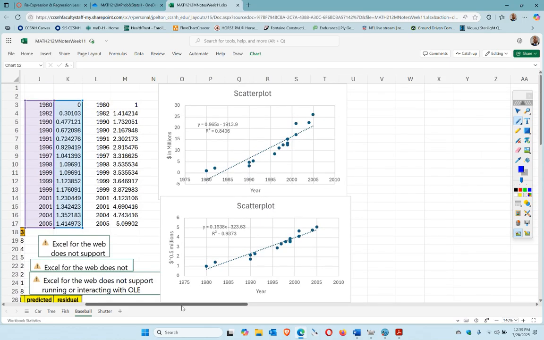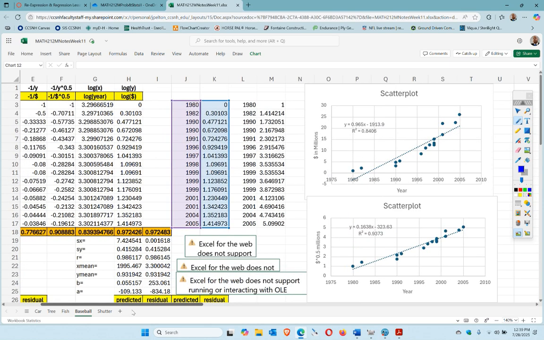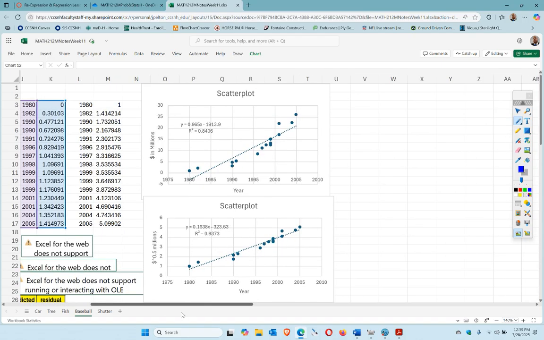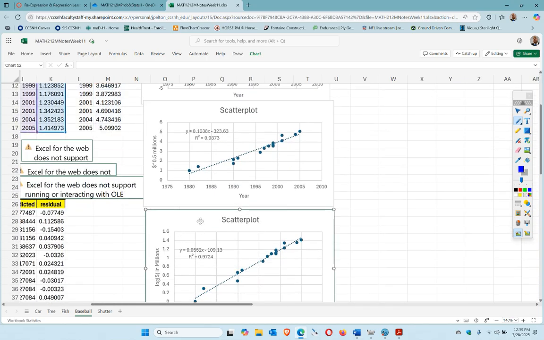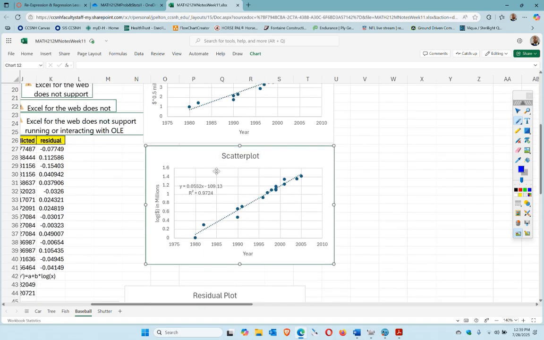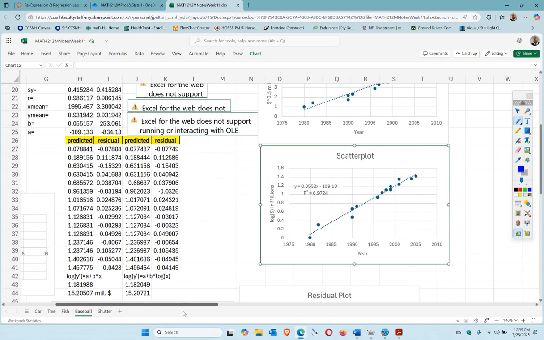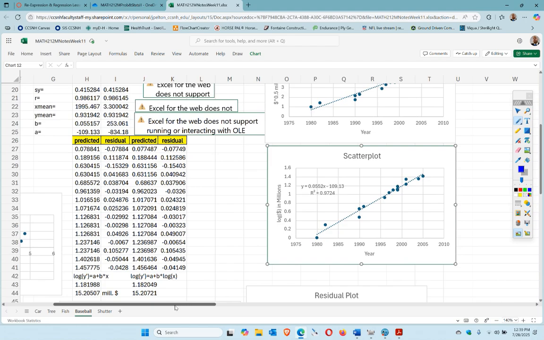Actually, is this right? Yeah, because I just logged the y, basically. And this is when I logged both. No, I guess not. Oh yeah, it's the reciprocal one, right? Okay, so I logged one of them. So, long story short, okay, so this is millions of dollars.